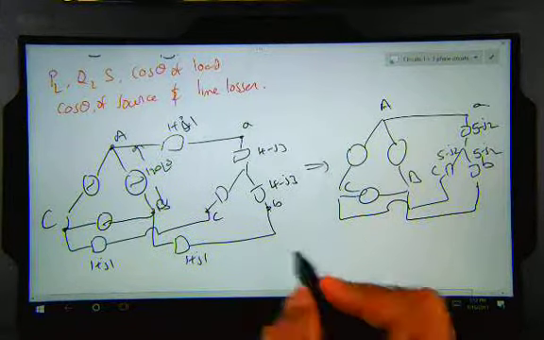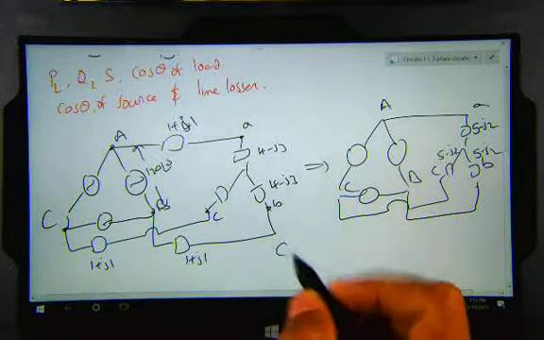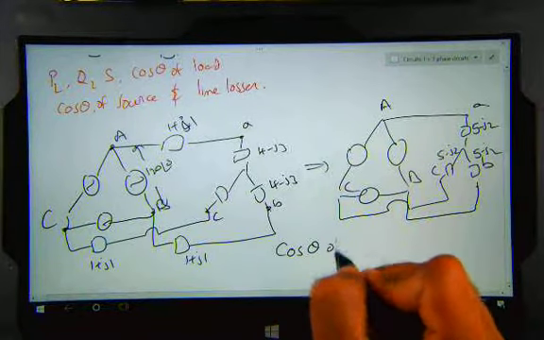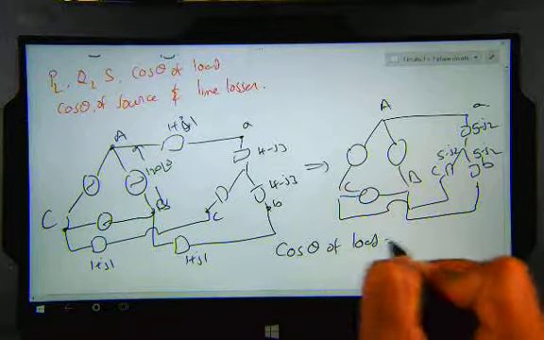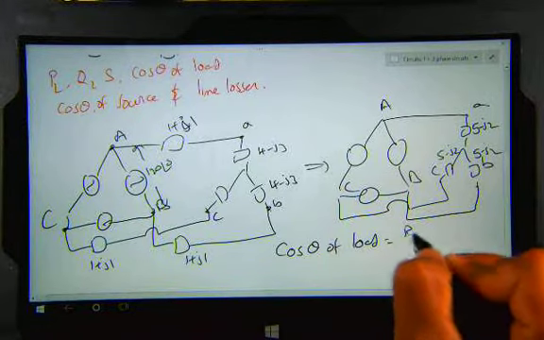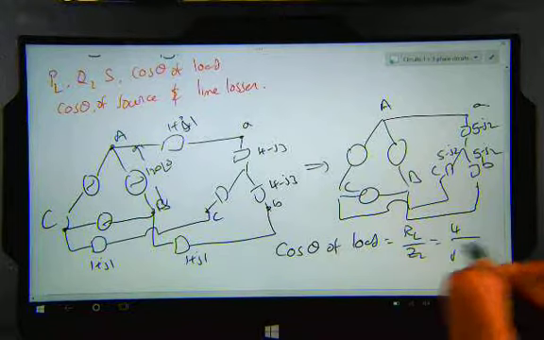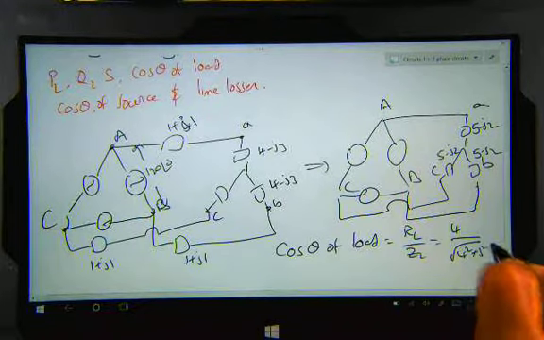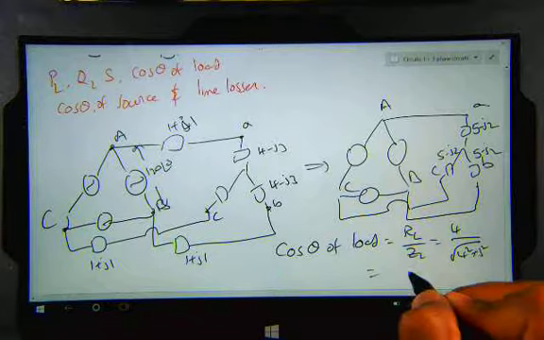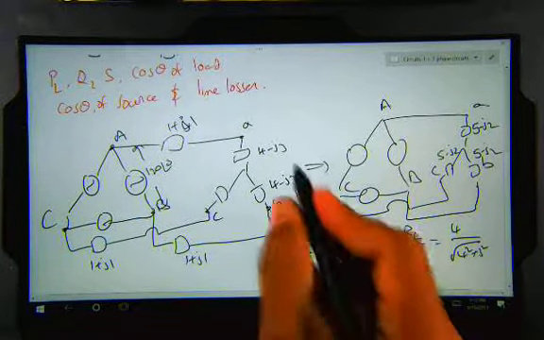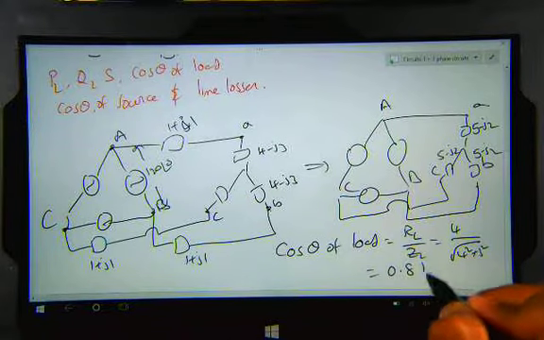If you look at cos theta of the load, this is R load over Z load. R load we have 4, and Z load is the square root of 4 squared plus 3 squared, which is 5. So 4 over 5, which is 0.8. Since it's a capacitive load, it's a leading power factor.